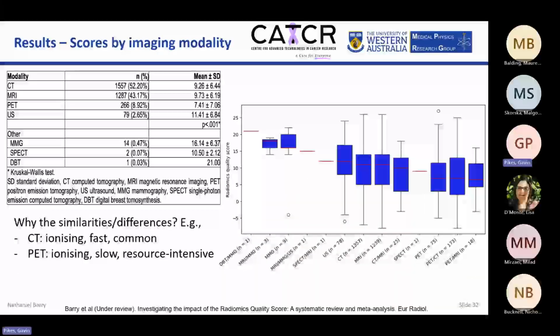We had a look at imaging modality as well. CT and MRI tend to have roughly the same average quality scores, whereas PET is a little bit lower. And ultrasound appears to be a bit higher, and those are significantly different, as you can see from the table. Why might that be the case, that there are some similarities and differences in quality scores? Perhaps it's just to do with how common and how easy it is to take some of these measurements. So CT is ionizing, but it's fast and common, whereas PET is ionizing, slow, and resource intensive as well. So there are fewer imaging studies available.